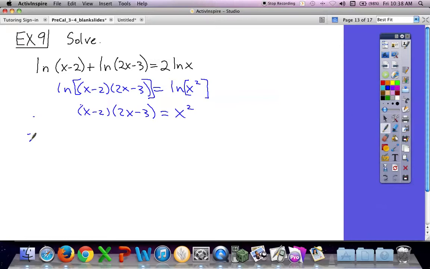In this case, it looks like it'll be a quadratic. So how do we solve? Well, we better simplify the left first. FOIL it, right? If we FOIL these two, I'm going to get 2x squared. I'm going to get minus 3x minus 4x, which is minus 7x. And then negative 2 times negative 3 is plus 6.